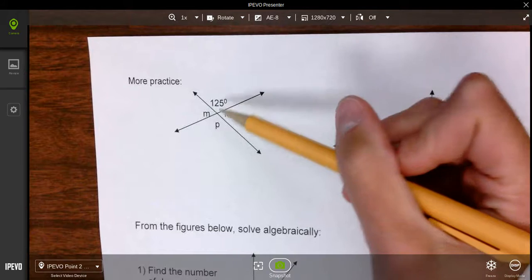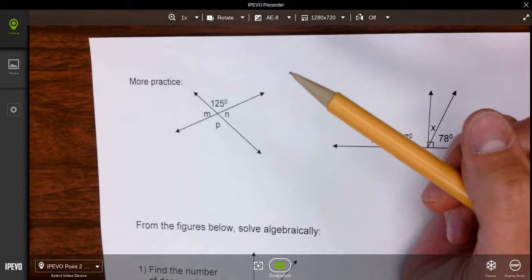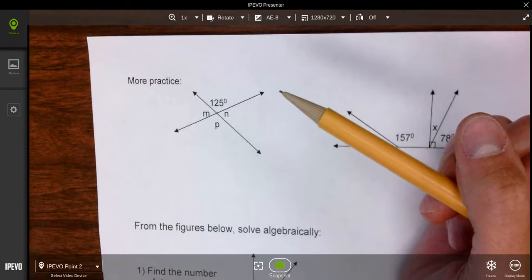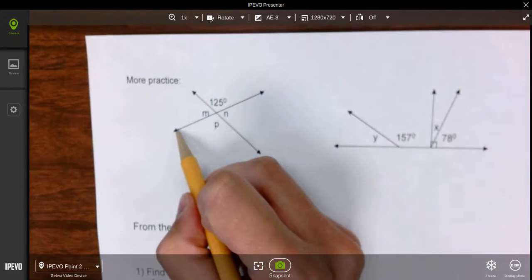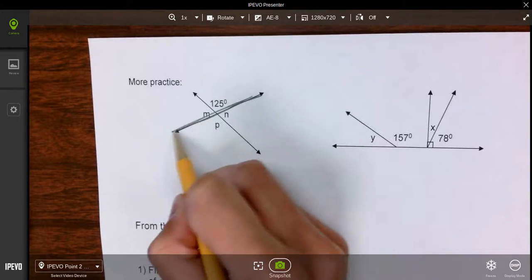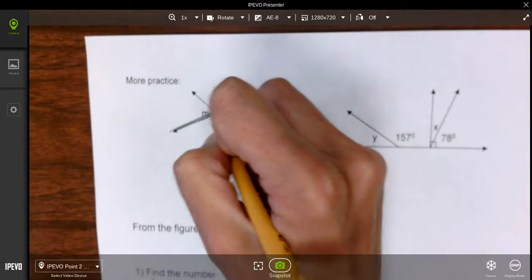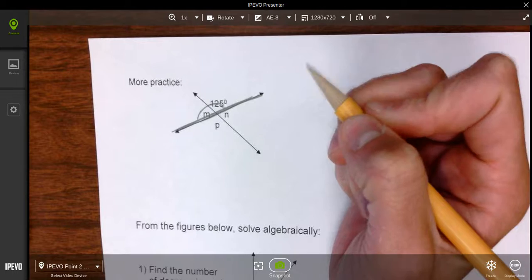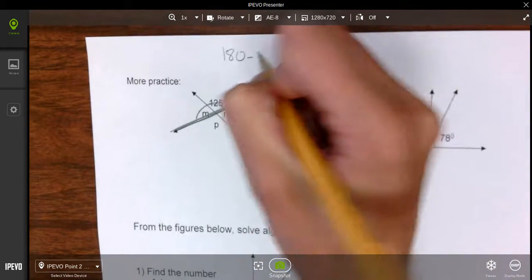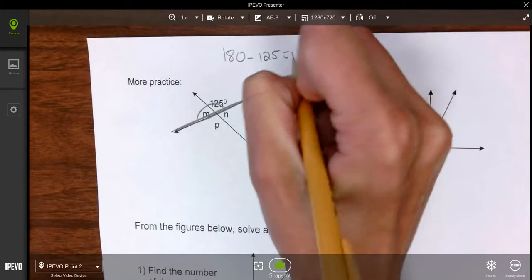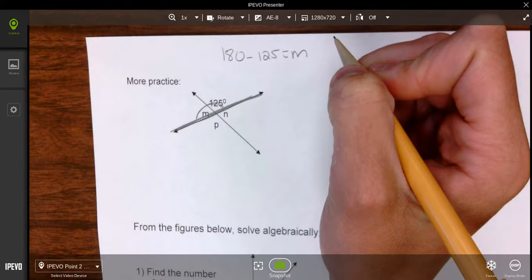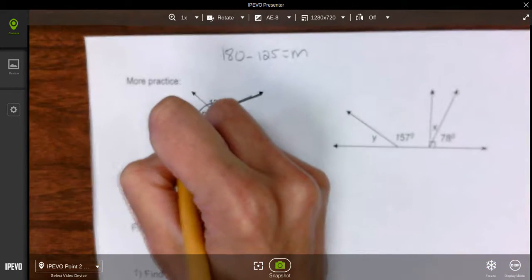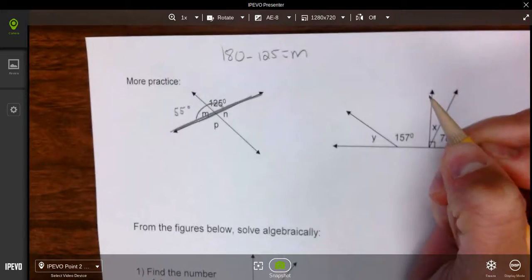And notice in this problem, we have 3 unknowns, and I know that because I see 3 variables. Okay, well, what's great is that I don't see any right angles, but I see a lot of straight lines. So for example, you could really start anywhere in this problem. I'm going to start here. I know that this angle and this angle together form a straight line. So on my paper, 180 minus 125 should tell me what M is. So if I do 180 minus 125, I get 55 degrees. So M is 55 degrees.